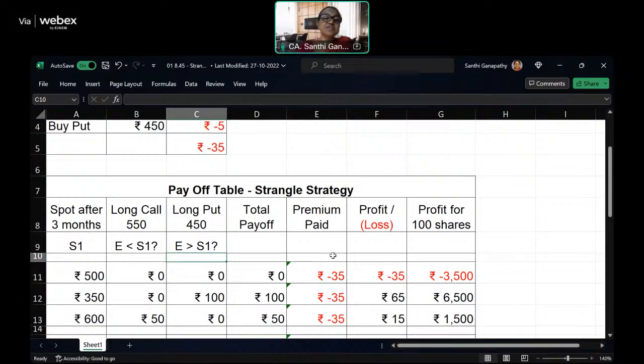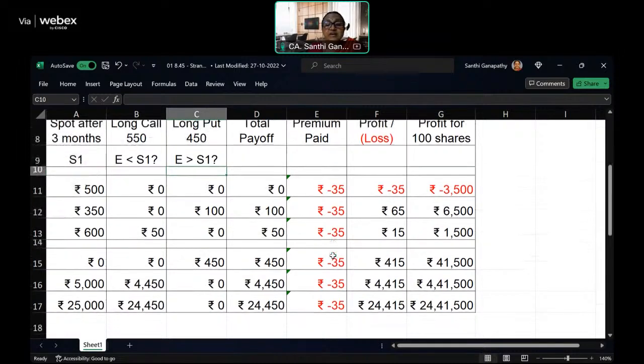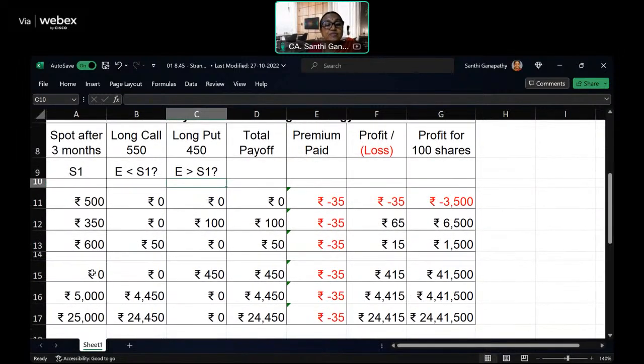What is the advantage of constructing the strategy? Let us say if there is wide movement, what will happen? Your profit will be substantial. Let us say from 500, which is the price now, it drops to zero. Then what will I have? I'll have 41,500 profit. Or from 500 it becomes 5,000, then my profit will be much more. Then 25,000 it moves, let us say. See, share is going up, there is no limit. Coming down, the least it can come is zero.